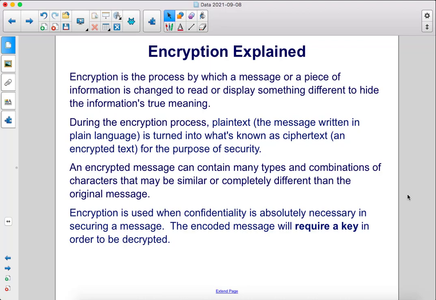Encryption is the process by which a message or a piece of information is changed to read or display something different to hide the information's true meaning. During the encryption process, plain text, which is the message written in plain language, is turned into what's known as ciphertext, an encrypted text, for the purpose of security. An encrypted message can contain many types and combinations of characters that may be similar or completely different than the original message. Encryption is used when confidentiality is absolutely necessary in securing a message. The encoded message will require a key in order to be decrypted.